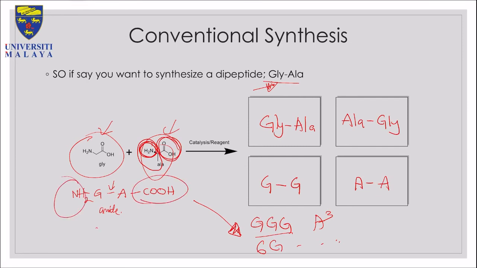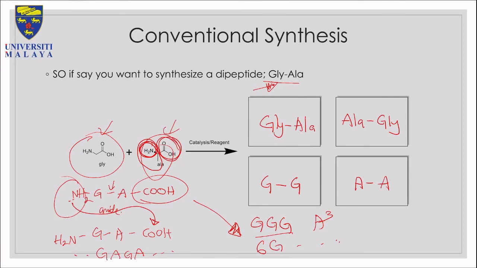So even if you have two of these, you can still have this glycine, the amine group from the glycine, attack the carboxyl terminal of the alanine. Therefore you will get GA. Okay, so it's a lot of combinations.